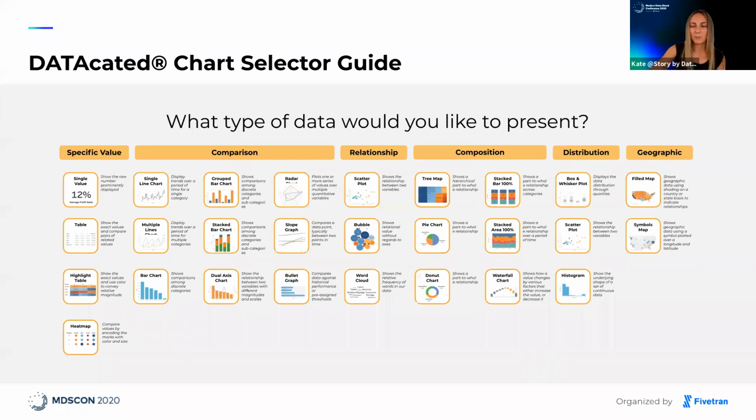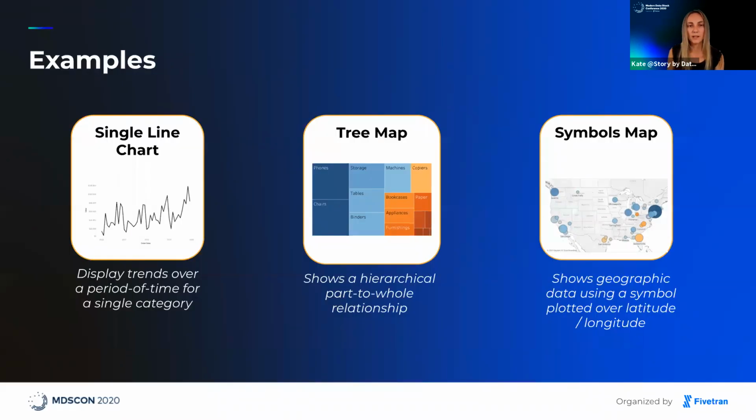I'm going to go through a couple of examples here. Next to each chart type, there's a description. So for example, a single line chart here displays trends over a period of time for a single category. So you would use a single line chart if you're trying to show trends over a period of time for a category. It's pretty intuitive, I know, but I think a lot of times I've seen charts misused. And I think it's simply because people might not be familiar with all the different chart types and their uses.